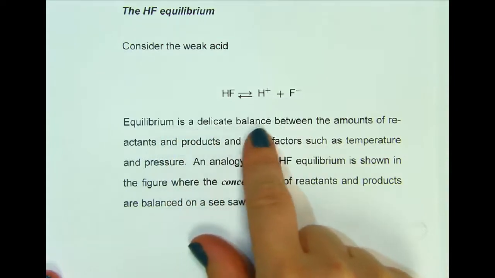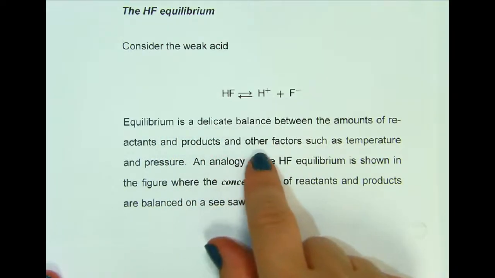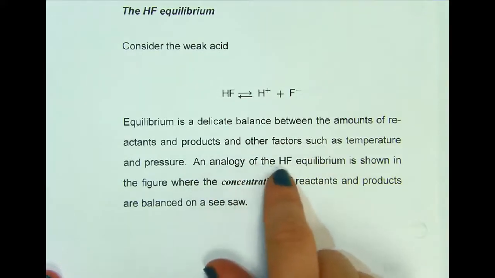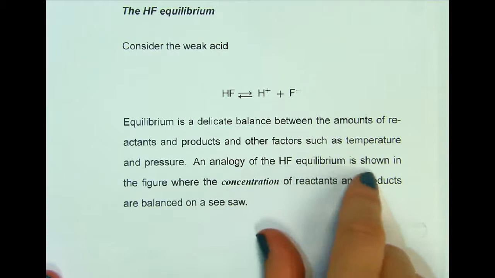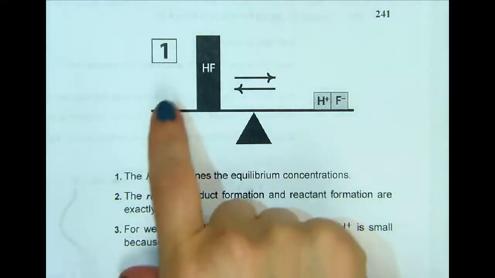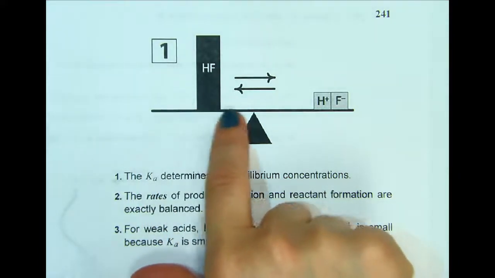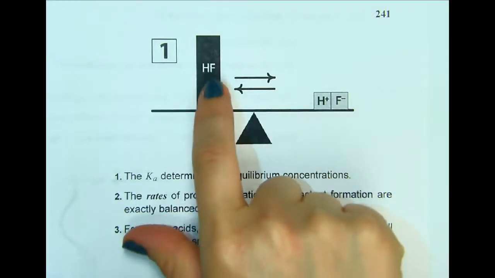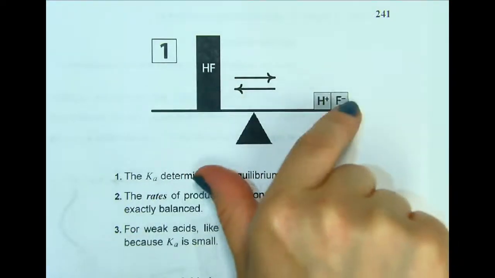Equilibrium is a delicate balance between the amounts of reactants and products and other factors such as temperature and pressure. An analogy of the hydrofluoric acid equilibrium is shown in the figure, where the concentrations of reactants and products are balanced on a seesaw. What I want you to focus on is it's at equilibrium, so there is a balance, but that doesn't mean that you have equal amounts of your reactants and products.